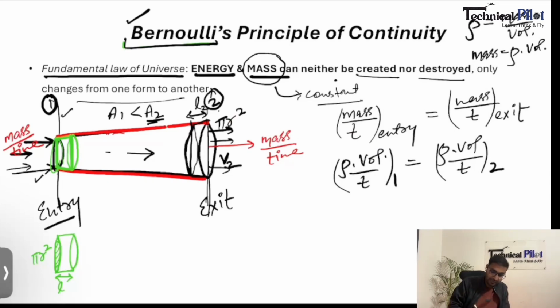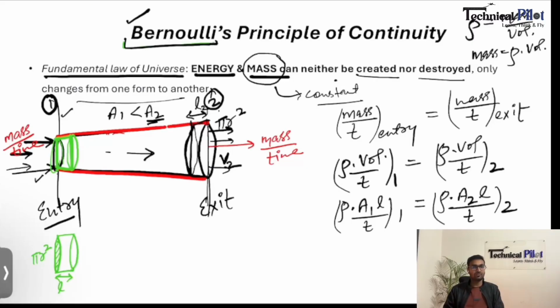Area of, I can write volume as density into volume is pi r square, that is A1, into length per unit of time at section 1 equal to density, volume is area into length. At section 2 area I have taken A2. I have written formula of volume only, area into length. Now length per unit time, what is that? Distance per unit time, velocity.